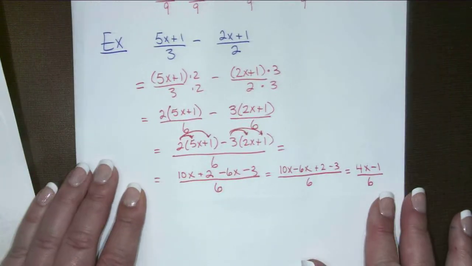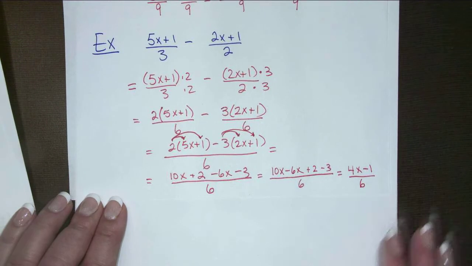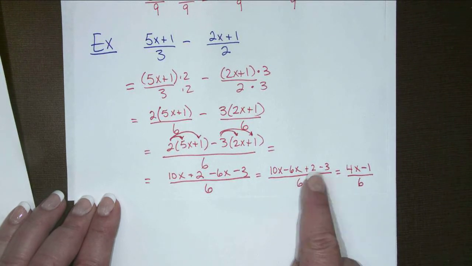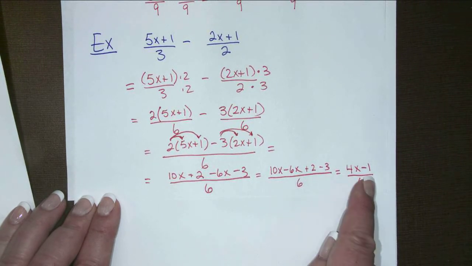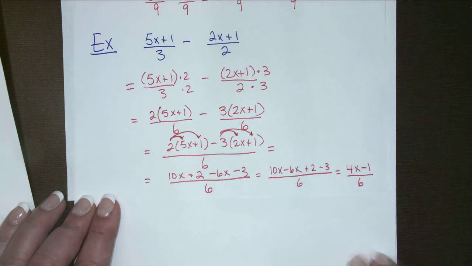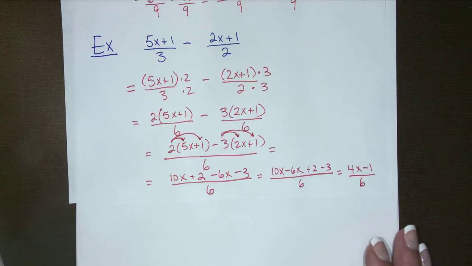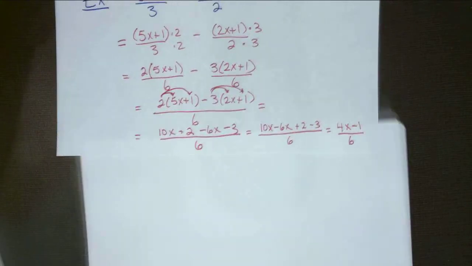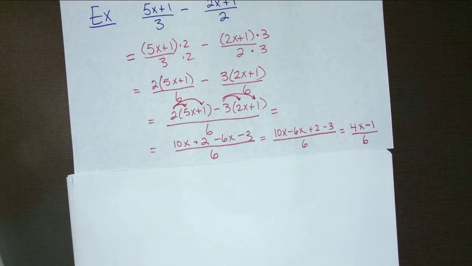Whoops, sorry. Let me know if I'm off the page. So 10x minus 6, 4x. And plus 2 minus 3 is minus 1. Does that simplify? No. No, no, no. It does not.